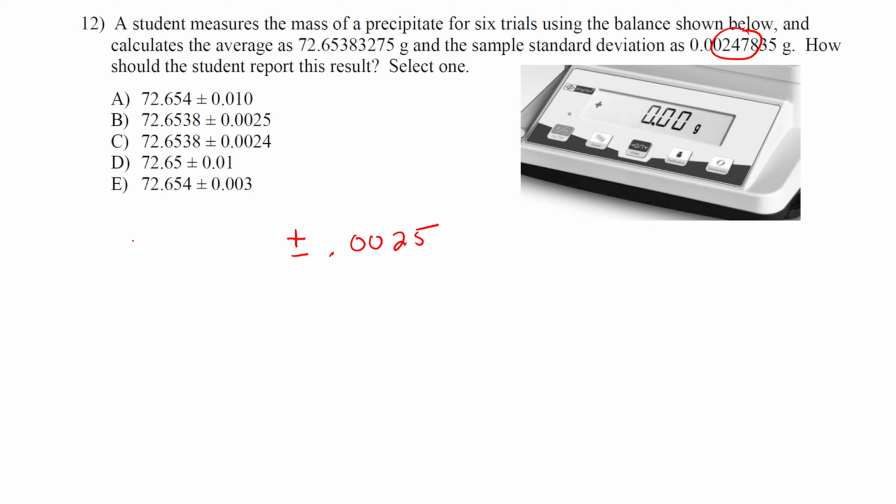Rule 2, report the answer with the same precision, 6538. Rule 3, are you doing better or worse than the instrument? Well, the instrument error is 0.001. So we can't use this. We have to use the instrument error, right? And that will not round. So 72.65 plus or minus 0.001.